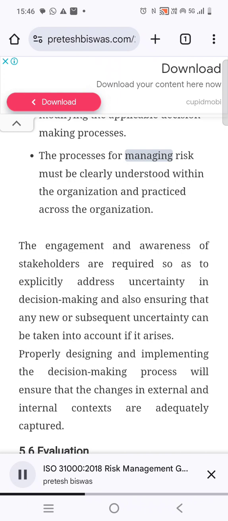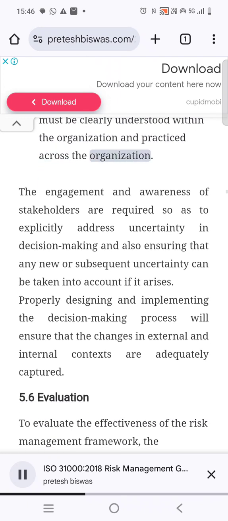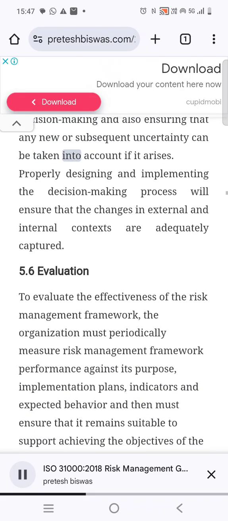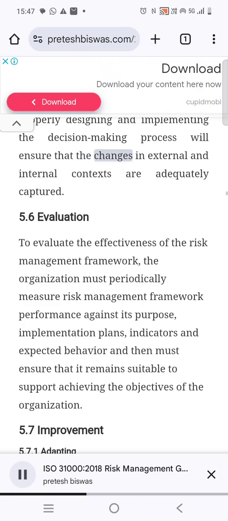The processes for managing risk must be clearly understood within the organization and practiced across the organization. The engagement and awareness of stakeholders are required so as to explicitly address uncertainty in decision-making and also ensure that any new or subsequent uncertainty can be taken into account if it arises. Properly designing and implementing the decision-making process will ensure that changes in external and internal contexts are adequately captured.